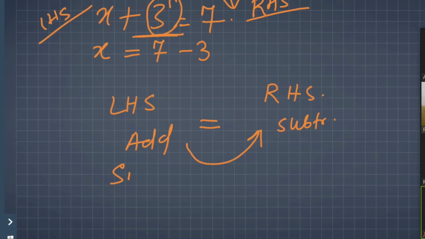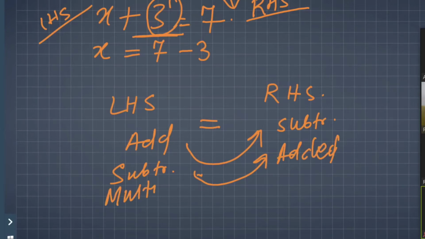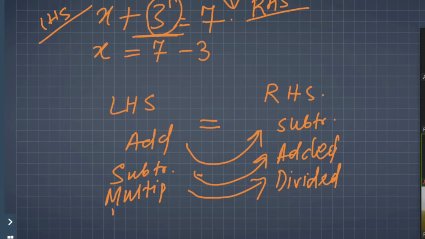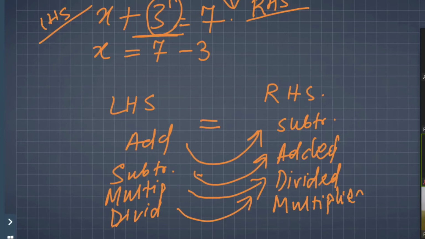If something is subtracted in the LHS and goes to the other side, the RHS, it will be added. If something is multiplied in the LHS and goes to the other side of the equation, it will be divided, and vice versa. If it is divided, it will be multiplied on the other side. And how does this stand true? Let's see that. For example, if I write over here 5x = 45.